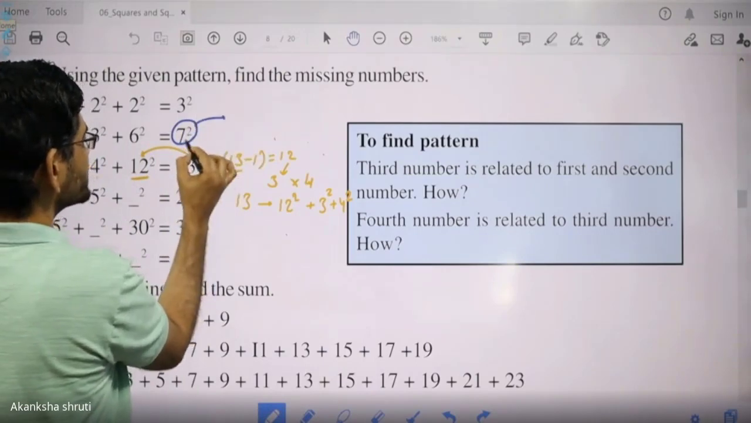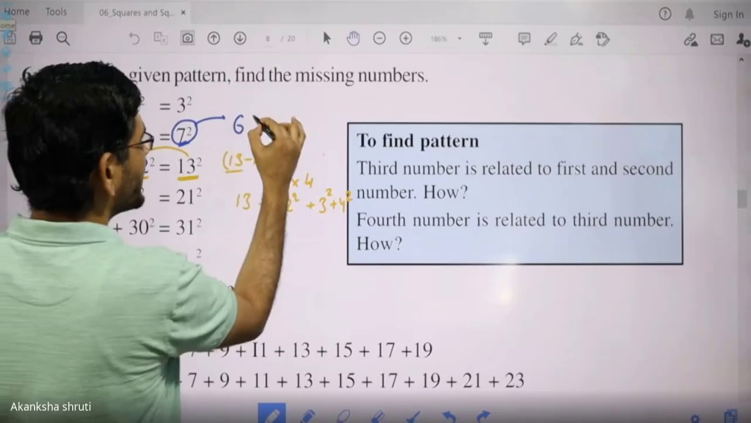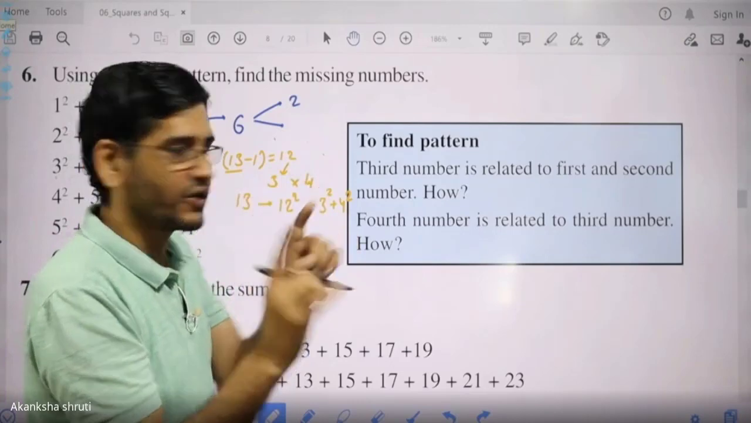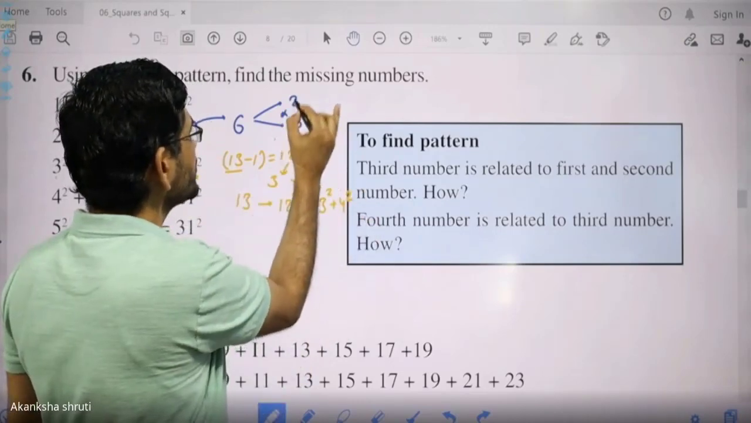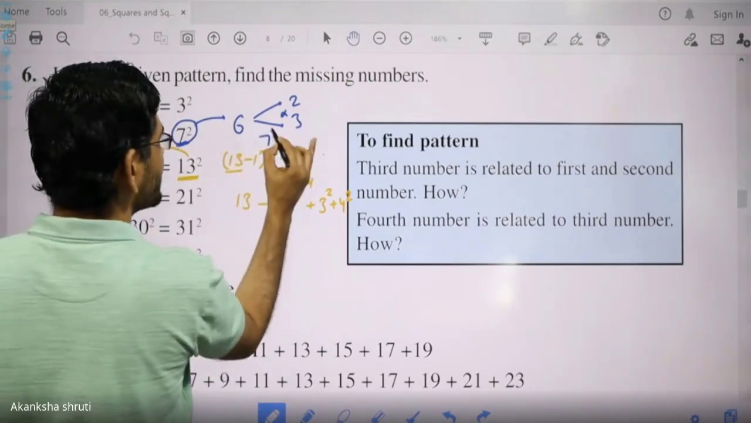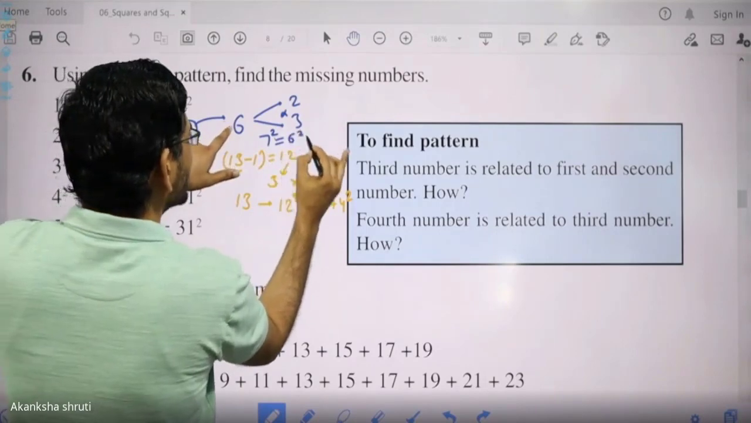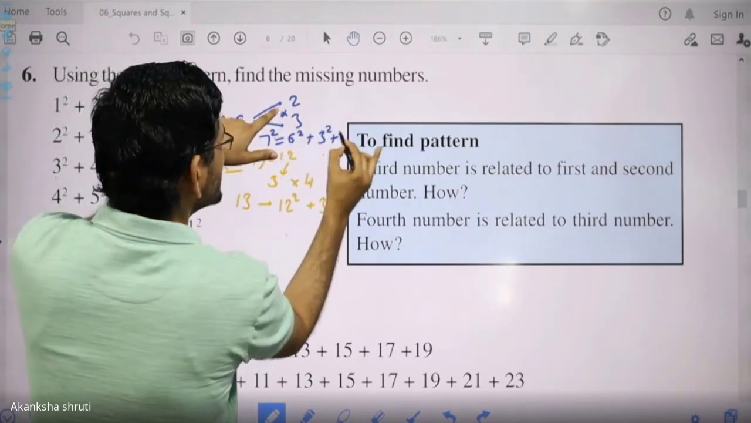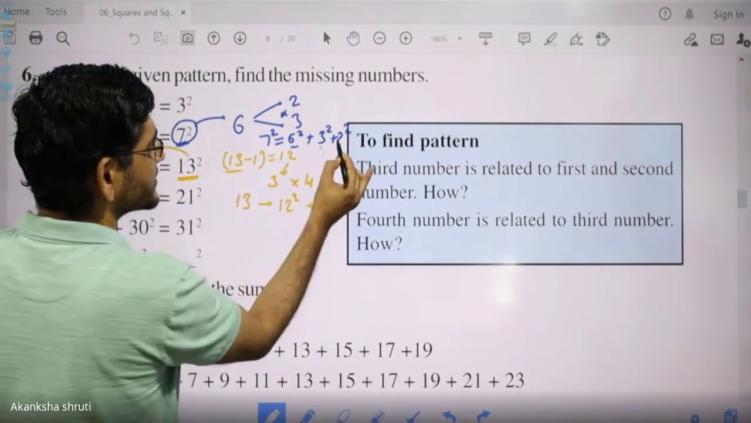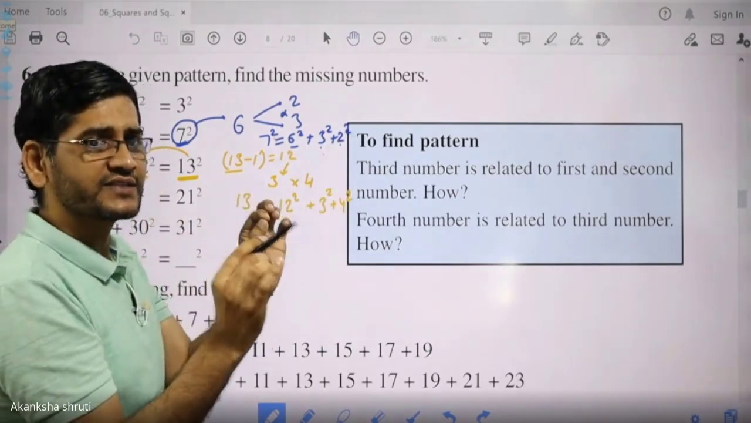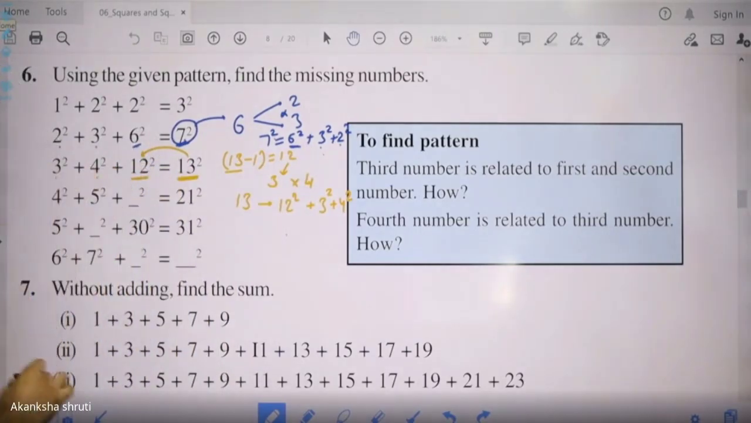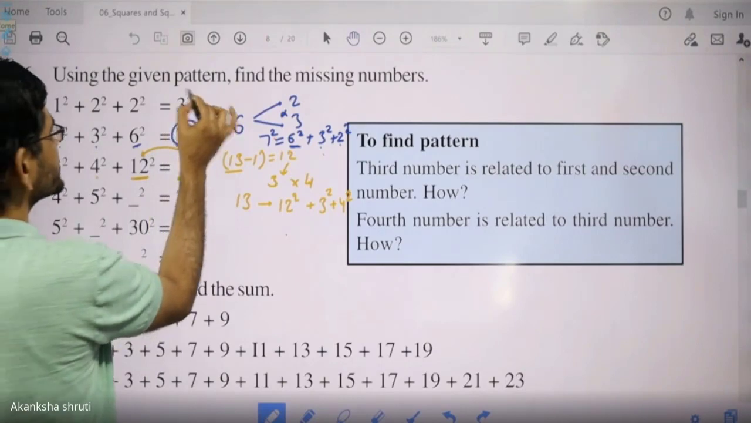Take the number before this 7. Yes, it is 6. Break this 6 as the product of two numbers, and those two numbers should be continuous. 2 into 3 can be written. 2 threes are 6. Therefore, 7 square is written as 6 square plus 3 square plus 2 square. 6 is the number just before 7, and 3 and 2 are the two continuous factors of this 6. 7, 6 square, 3 square, 2 square. Very nice. Now let us come to this 3.